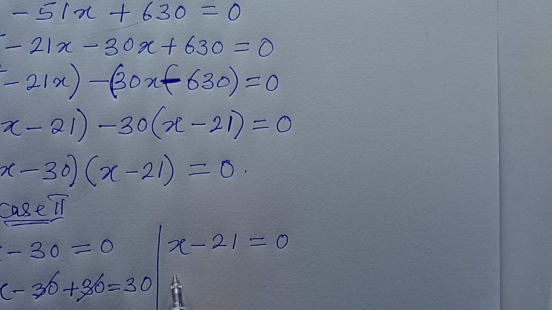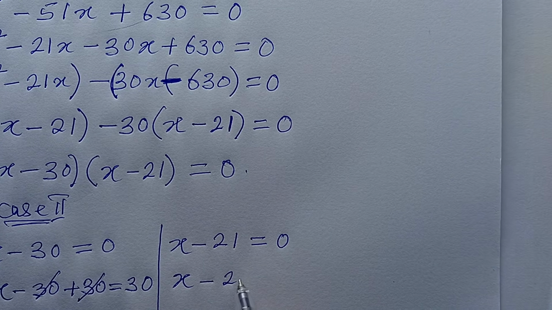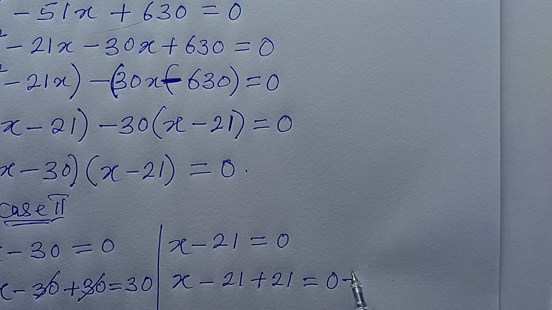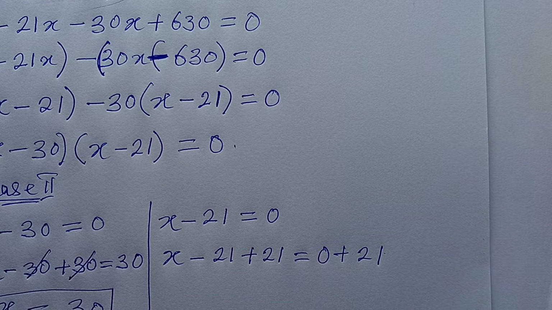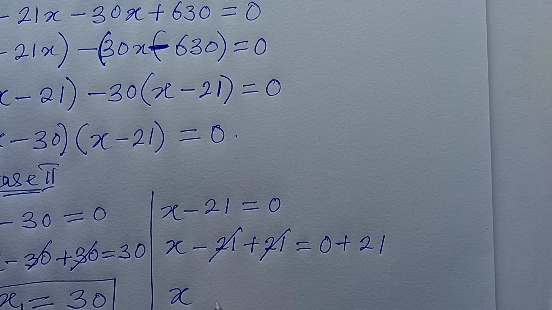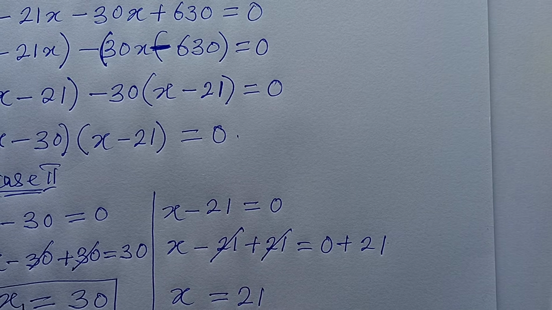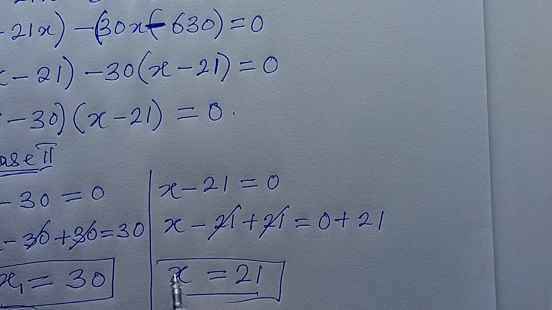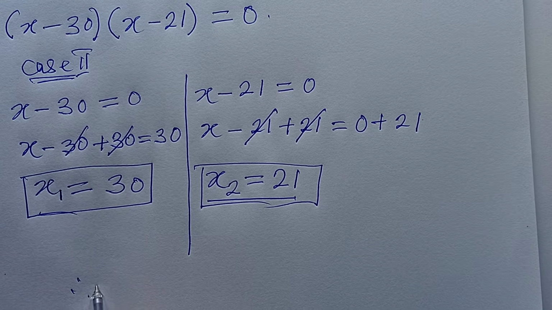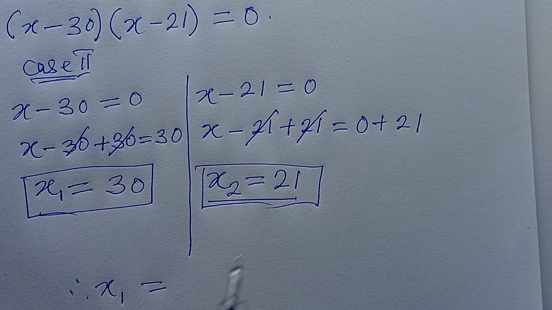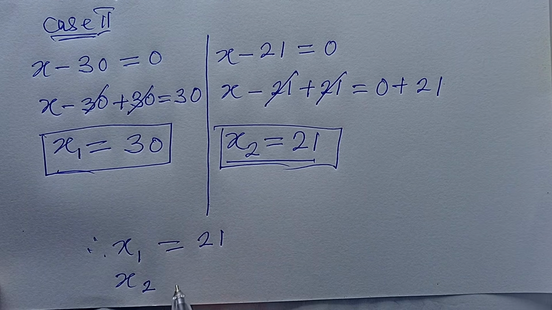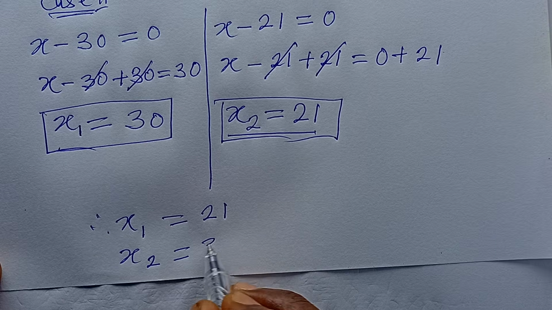Then on this other side, we're going to have x minus 21 plus 21 equal to 0 plus 21. And so the minus 21 and plus 21 will cancel, leaving x is equal to 21. This is our second answer, so this is our x2. So we now have x1, let's take the smallest one to be x1, so we have x1 equal to 21, and our x2 is equal to 30.